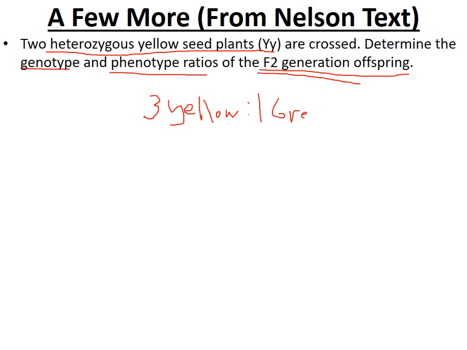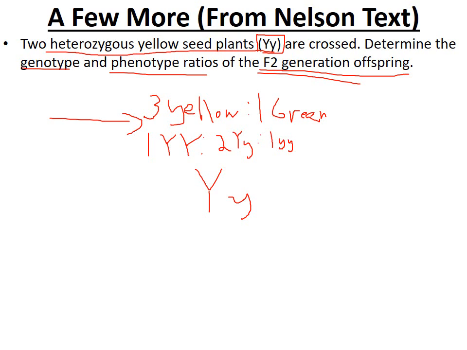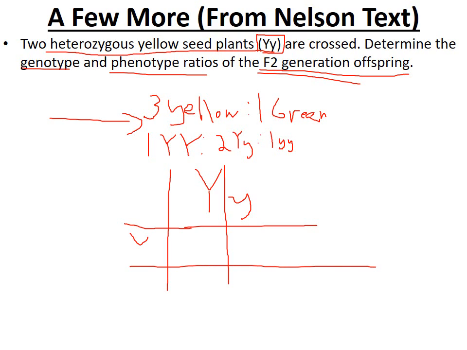And I know that because there are 2 heterozygous individuals being crossed. If I want to do my genotypic ratio, I'd know there's 1 homozygous dominant genotype for every 2 heterozygous genotype for every 1 homozygous recessive. These are my Mendelian ratios for heterozygous crosses. You could also do your Punnett square to prove that that's the case. So big Y, little y on top. Big Y, little y on the side.